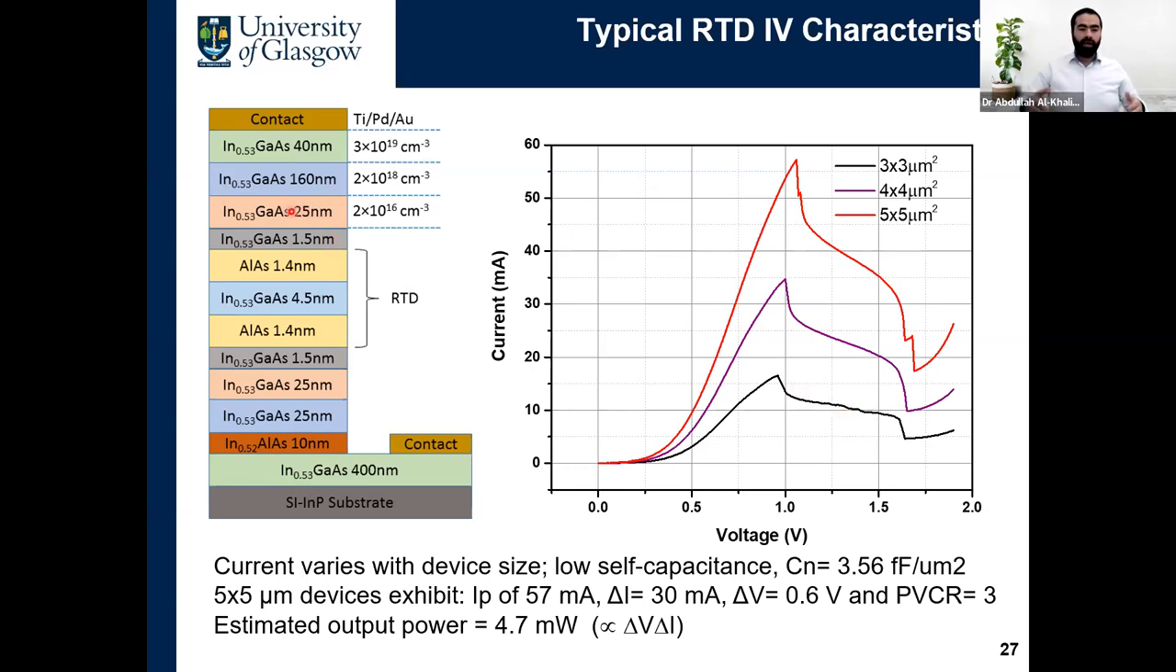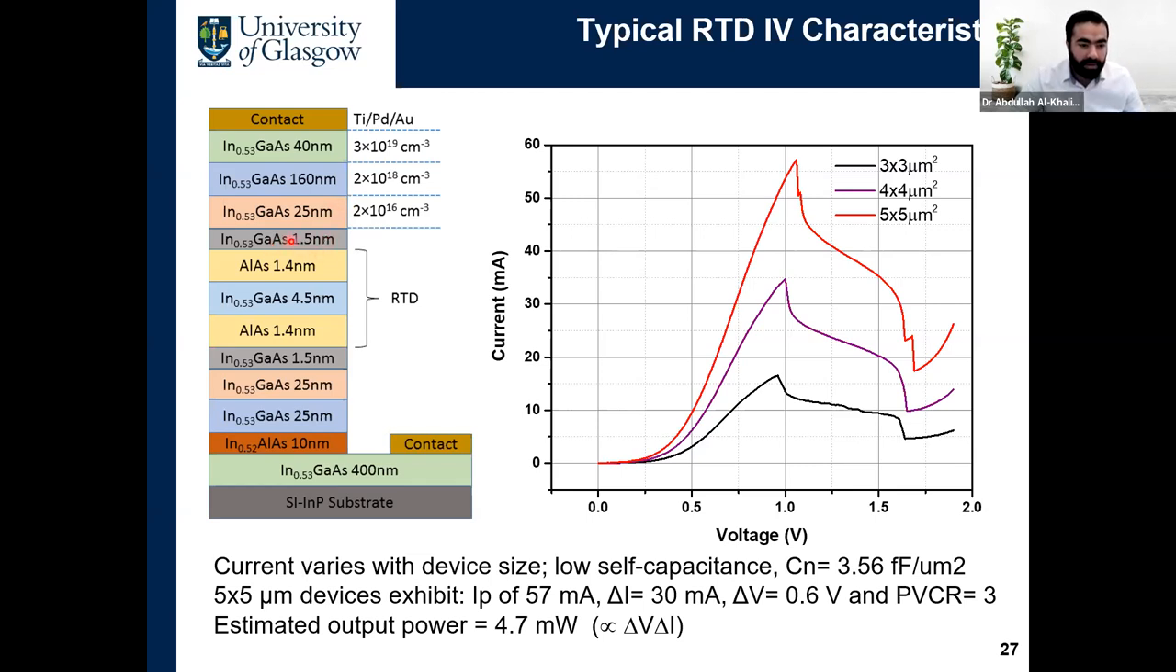So if you have a very large spacer layer, you can increase your delta V. But obviously, because it is highly resistive, the current level here will drop. So there is always a compromise between current and voltage. Interesting. Yeah, so these are not randomly selected. They have to be very carefully selected.